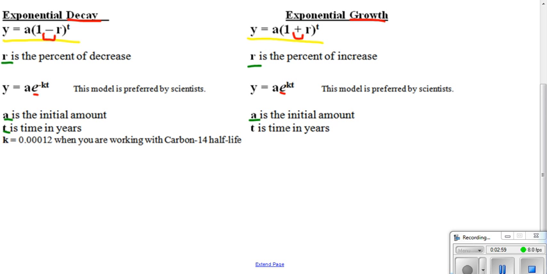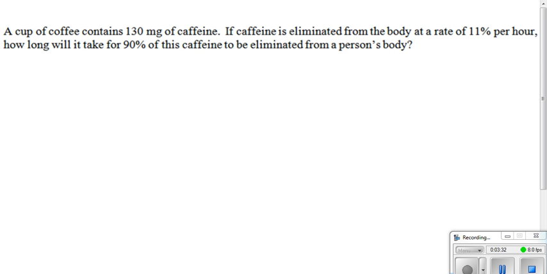In all of these cases, a is the initial amount, so it's what you started with. t is your time in years. Now it's not always in years. Depending on the problem, it'll tell you what t is in, but usually it'll be in years. And a special note here is that our k value is 0.00012 if we're working with carbon-14. Carbon-14 is a special isotope of carbon that depreciates over time, exponential decay, so it kind of runs out of itself over time, so you can use that to find out how old something is. It's called carbon dating.